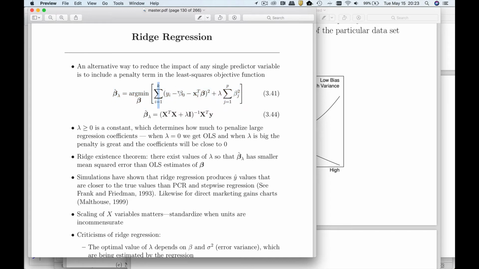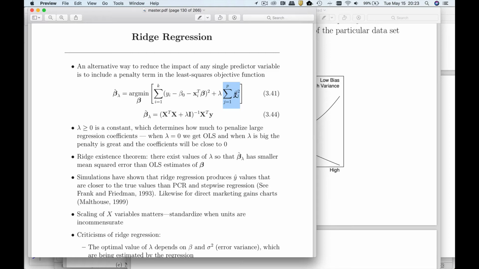The first part of this objective function should look very familiar to you. This is just your least squares objective function. So take y sub i minus the predicted values, square it, add it up, and you get RSS. What's new is this term over here. So this term is lambda times the sum of the betas squared. I think the sum of the betas squared has kind of an interesting interpretation.